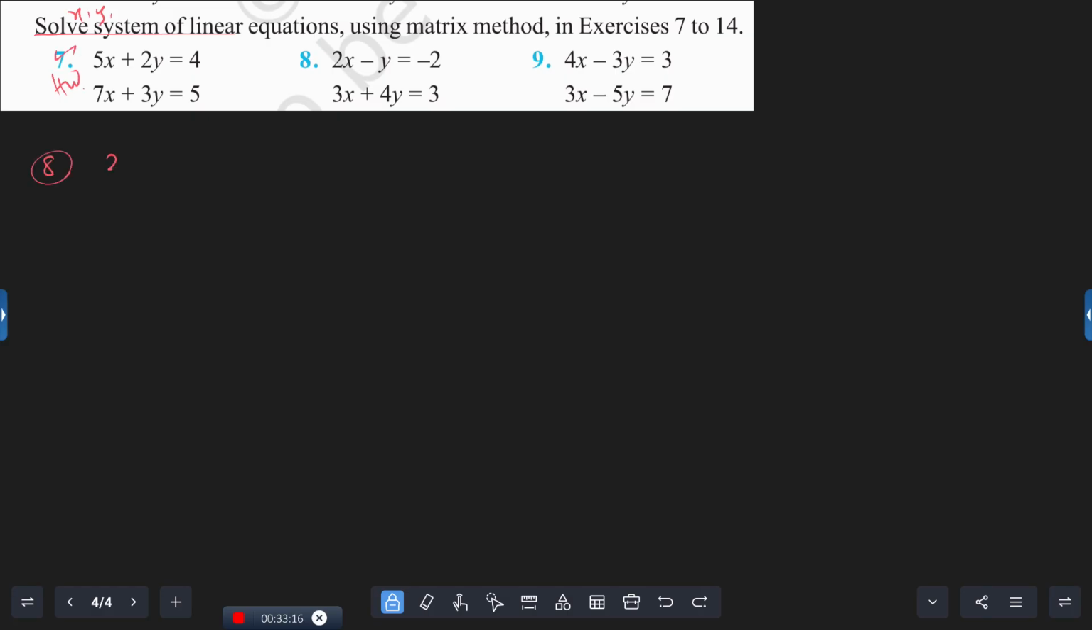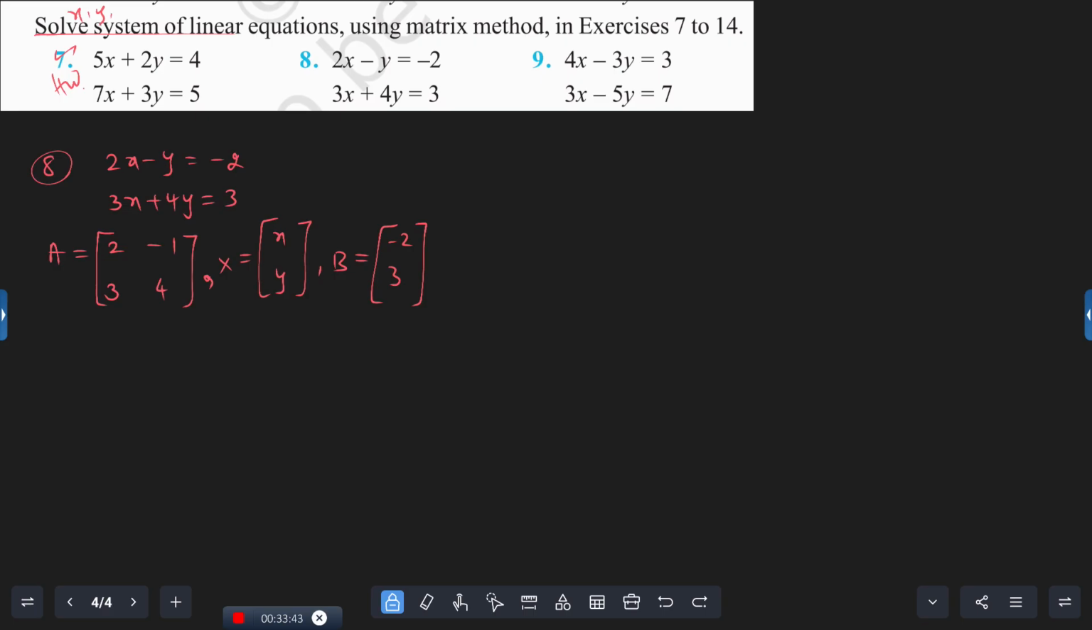Raja, listen. 8th one: 2x minus y is equal to minus 2, 3x plus 4y is equal to 3. First you should make a matrix equation. A matrix is 2, minus 1, 3, 4. And the X matrix is x, y. And the constant matrix is minus 2 and 3. This is my matrix.